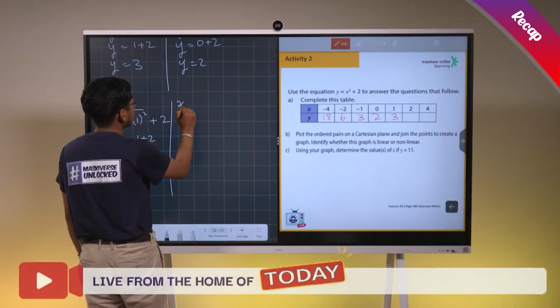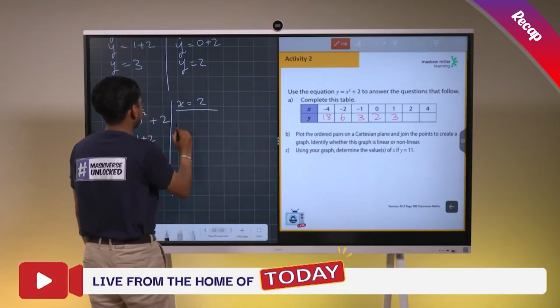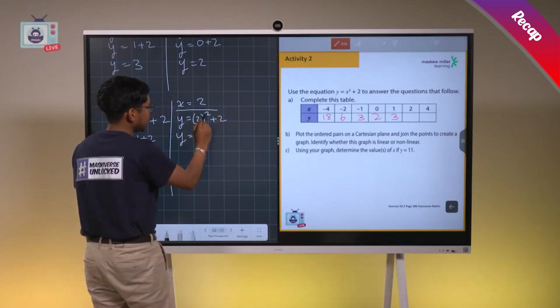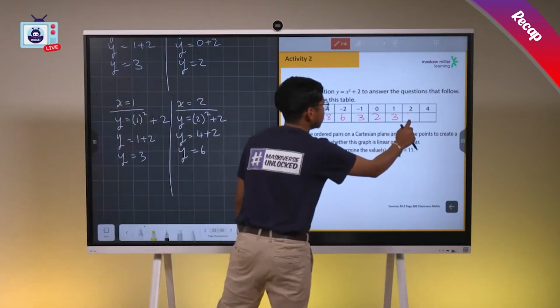So where x is equal to 2, I'm going to say y is equal to 2 squared plus 2. So what is 2 squared? 2 times 2 is 4. And 4 plus 2 is 6. So here I have 6 again.